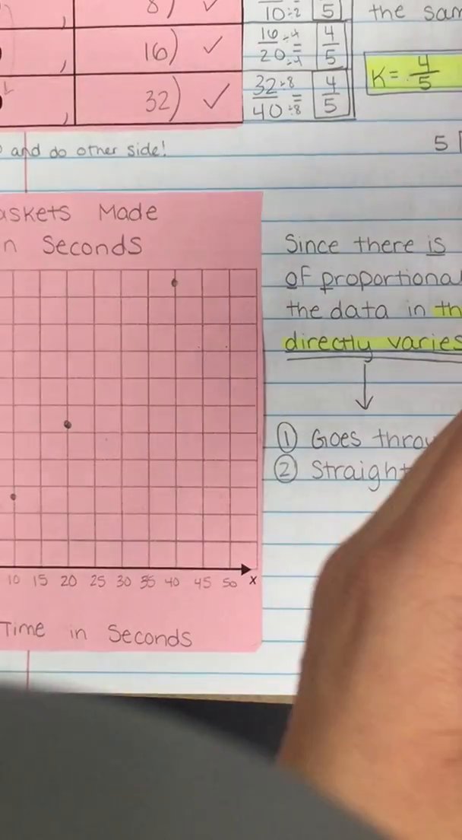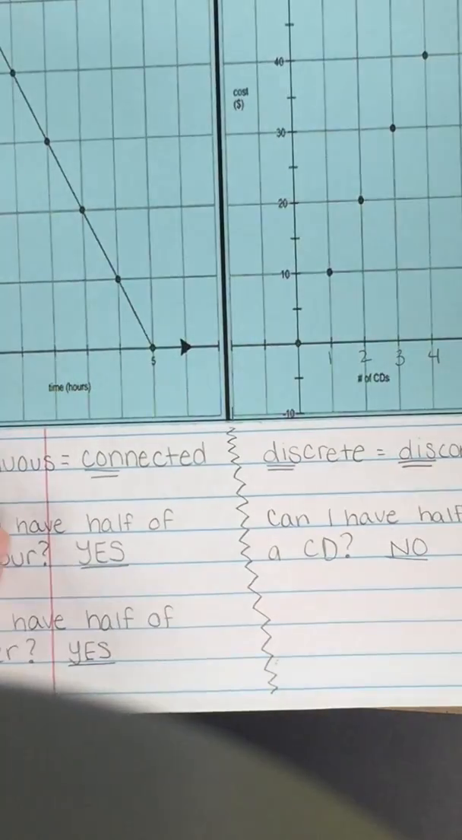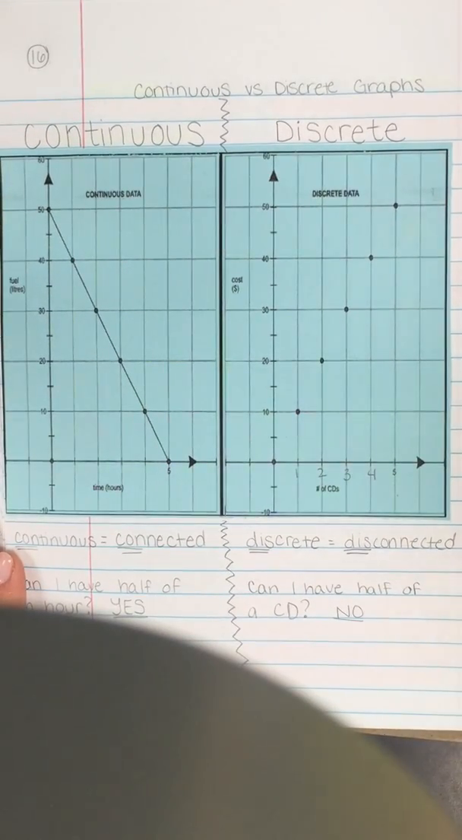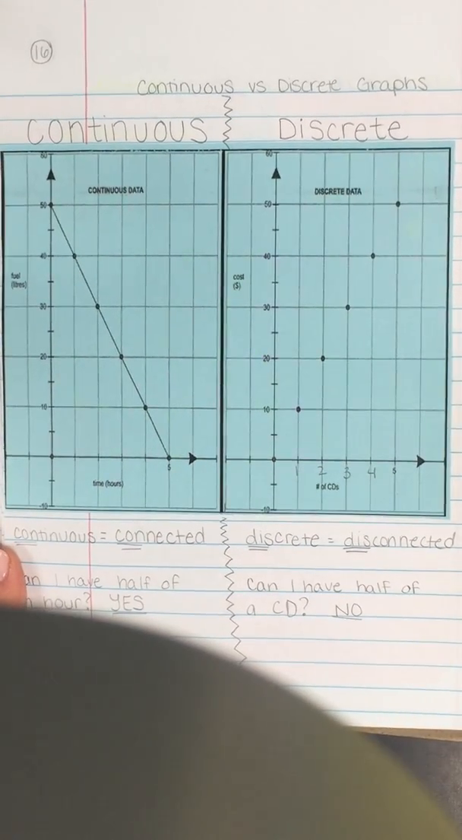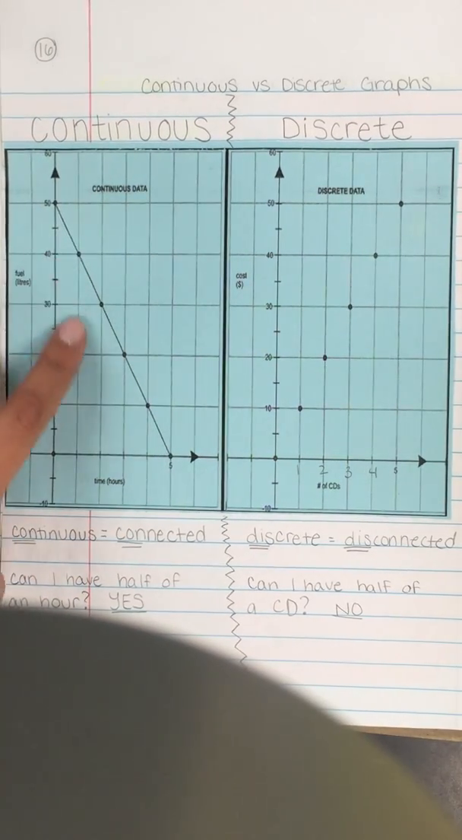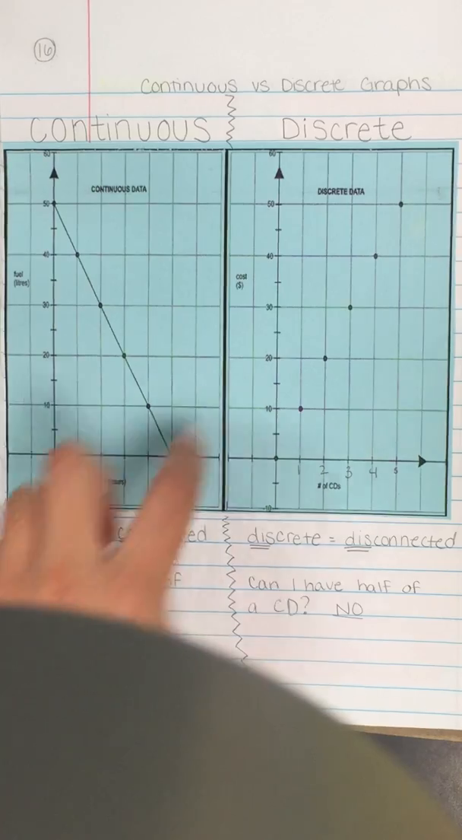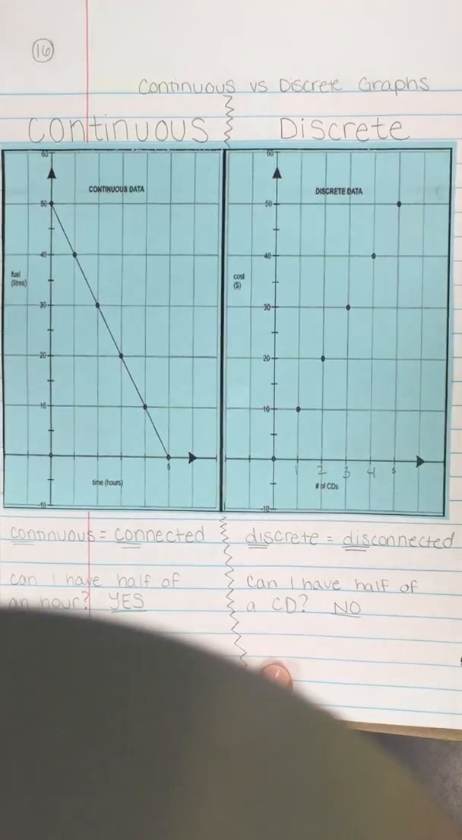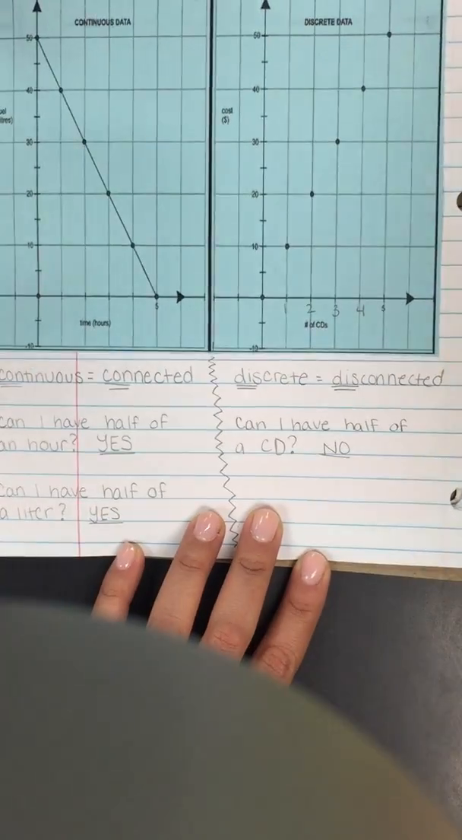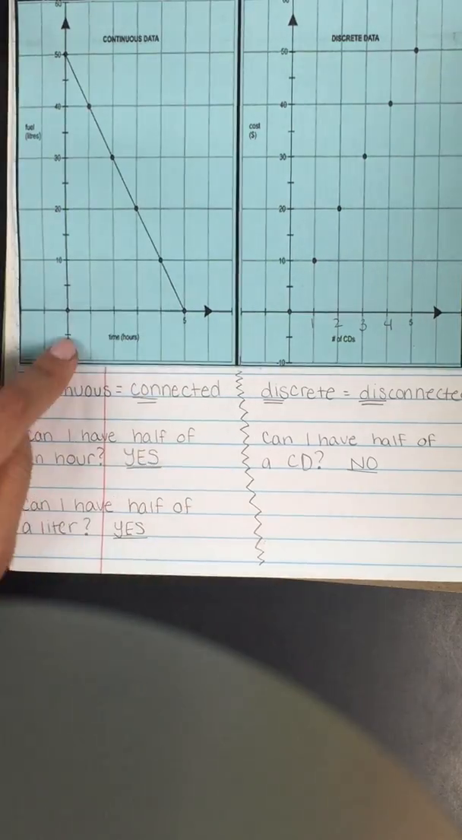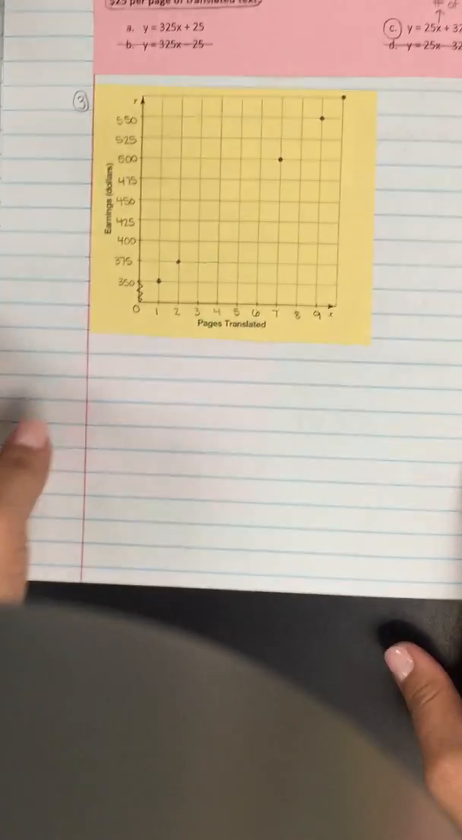Continuous versus discrete. This is when we learned about two different ways to represent data. A continuous graph, as you can see here, is when the dots are connected, and a discrete graph is when the dots are disconnected. And remember, the questions you have to ask yourself are, can you have half of whatever's on the x-axis and whatever's on the y-axis? So let's look at our example.